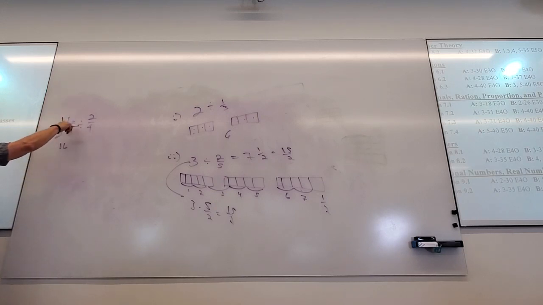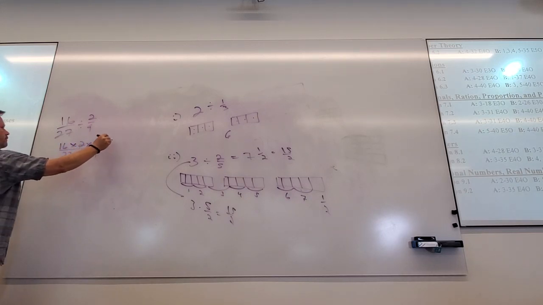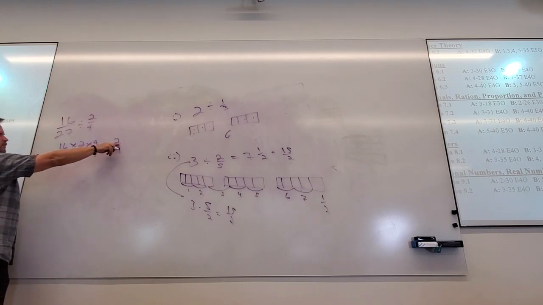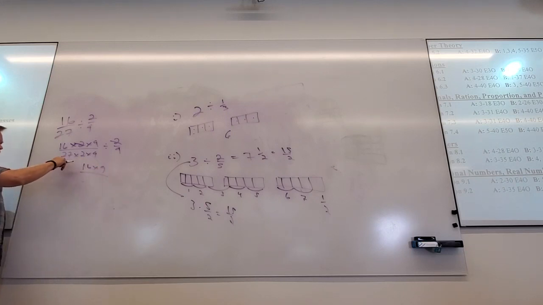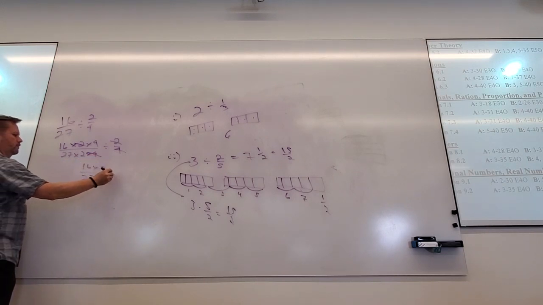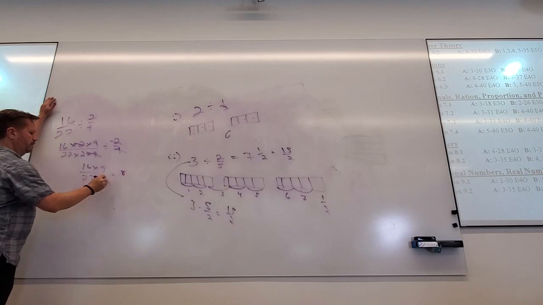I'm allowed to multiply top and bottom of this fraction by whatever I want except 0. So I'm going to multiply by 2 times 9. I'm going to do the same thing on the bottom. So can I just divide this straight across now? 16 times 2 times 9 divided by 2, 16 times 9. 27 times 2 times 9 divided by 9, 27 times 2. And then I can reduce this stuff, yes?